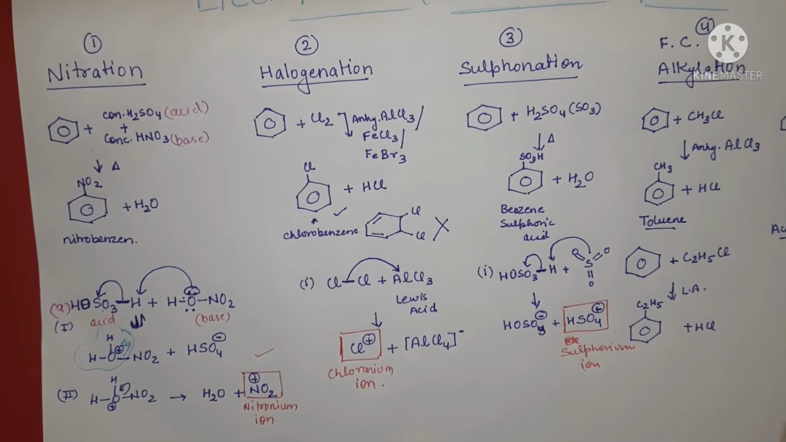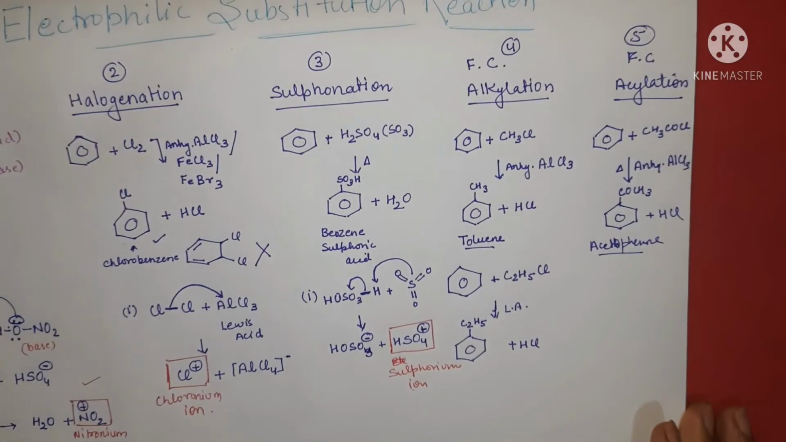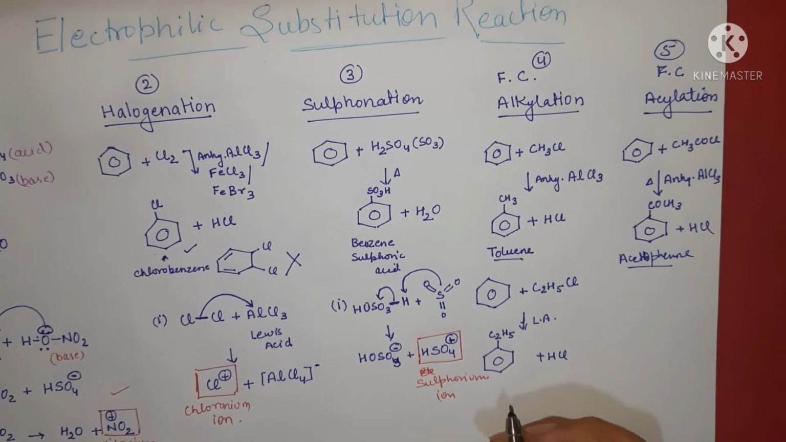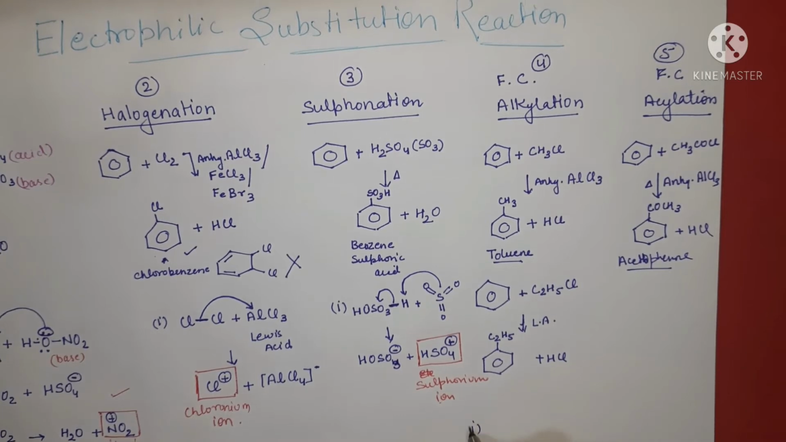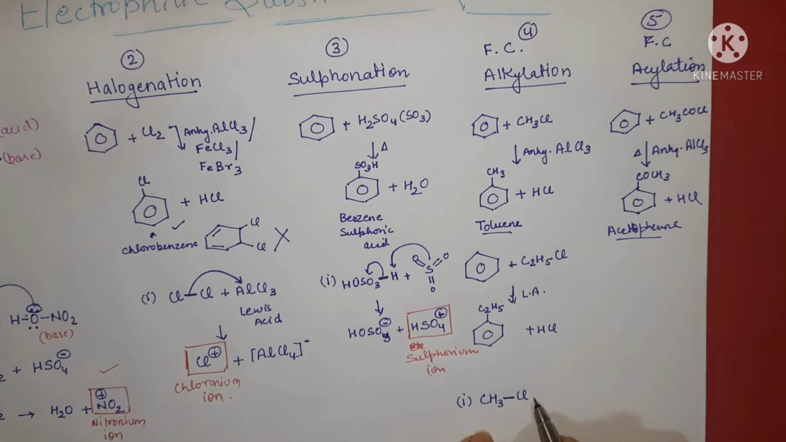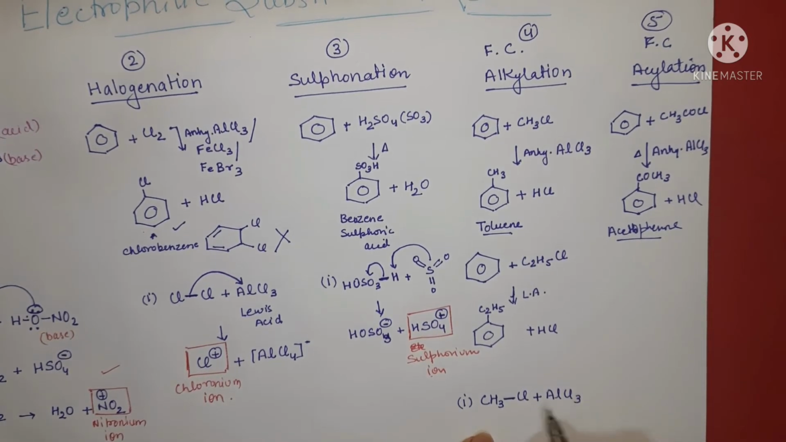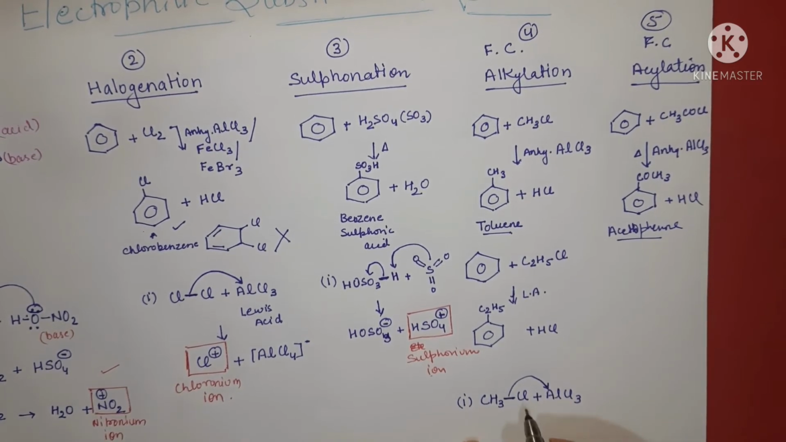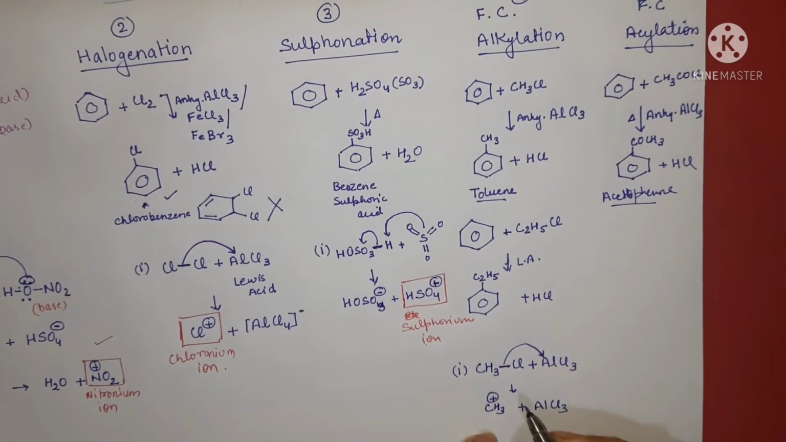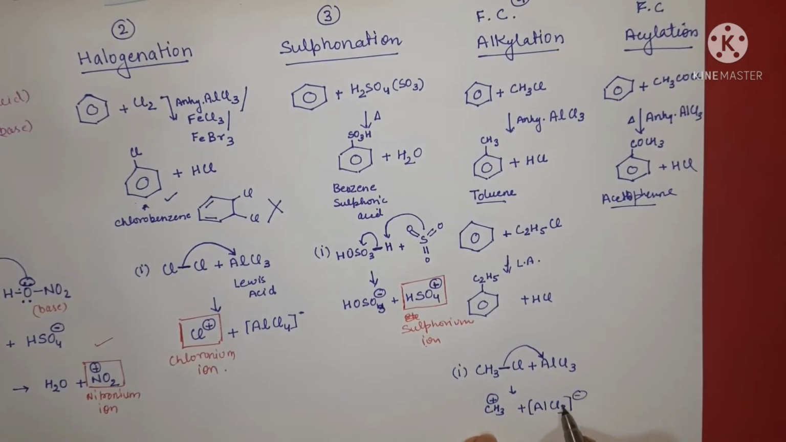Electrophile. Now if we see the first step of alkylation, it involves the breakage of this methyl chloride bond by AlCl3, the electron density being accommodated by the aluminium. This bond is going to break here, and we get CH3 positive plus AlCl4 negative.